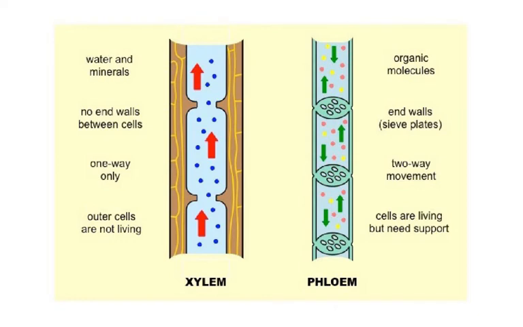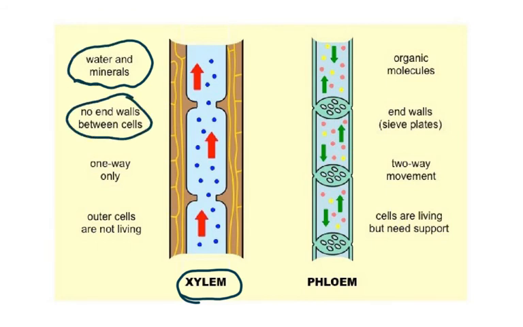Now let's look at the function of the xylem and the phloem. The xylem is usually only going to transport water and mineral ions, and there are no end walls, and it's only one way. One way means it's only from the soil, enters the root hair cell, and then it goes up to the aerial parts of the plant.